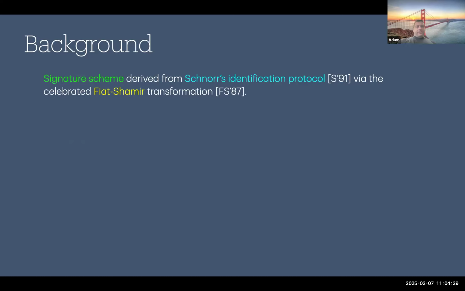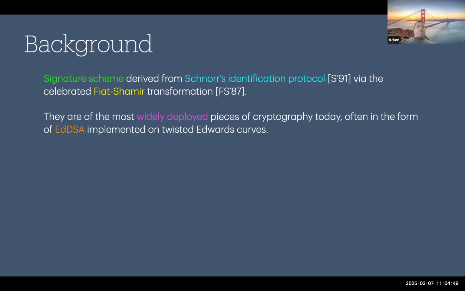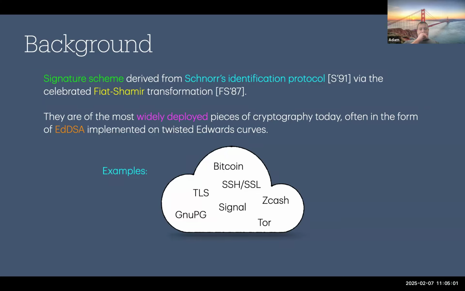So the background is just, briefly, signature schemes. Schnorr's signature scheme is derived from Schnorr's identification protocol via the Fiat-Shamir transform. That's just some conceptual background. You don't need to know that for the purposes of this talk, but that's how it came about. They're one of the most widely deployed pieces of cryptography today, and they're used all over the place. Here are just some examples.